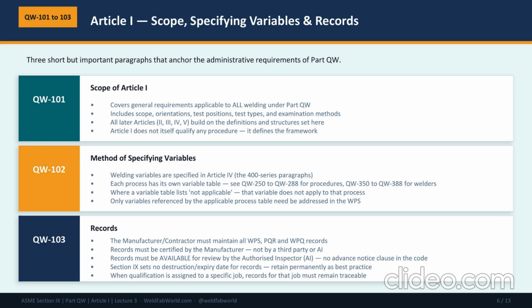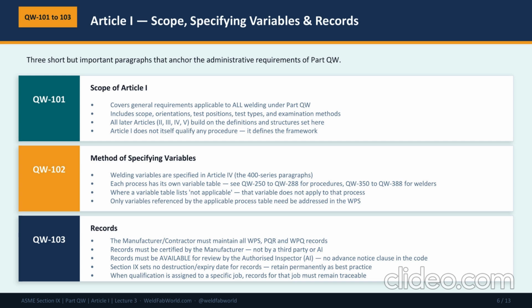QW-101, Scope of Article 1. The code says, a WPS used by an organization that will have responsible operational control of production welding shall be a WPS that has been qualified by that organization in accordance with Article 2, or it shall be an AWS Standard Welding Procedure Specification listed in Mandatory Appendix E and adopted by that organization in accordance with Article 5. Two paths to a valid WPS.